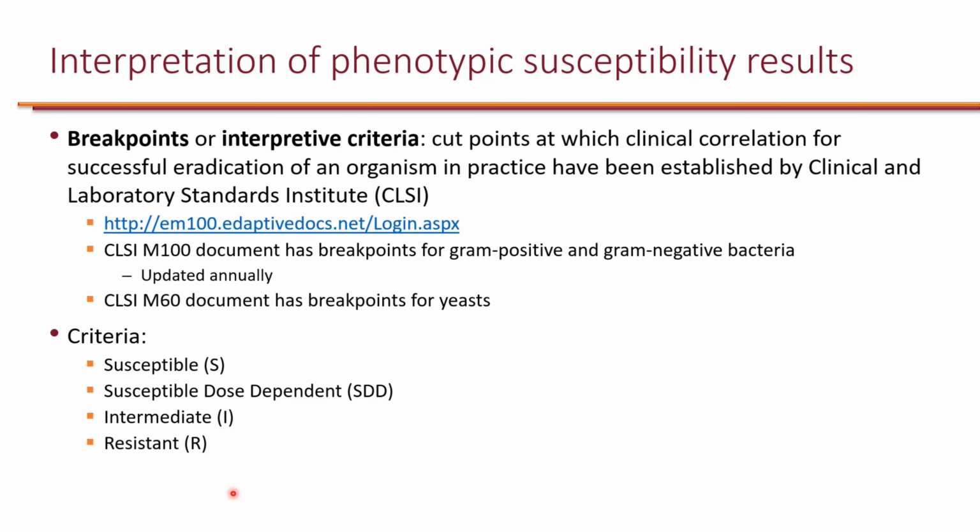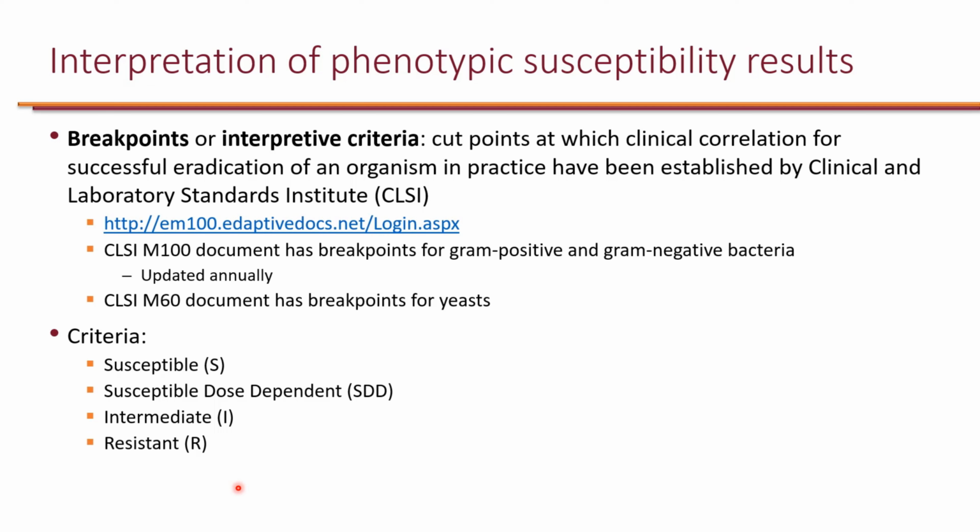Now, when you get your MIC results, or results from disk diffusion, what they really tell you is that those MICs are essentially in a test tube or on a plate, which we call in vitro, meaning it's not inside a living host. Although we know there is a minimum inhibitory concentration, that doesn't necessarily mean that we would be able to achieve that concentration inside the patient's body. It has to do with the dosing of antibiotics that are safe. Would we be able to achieve that concentration in the patient's body?